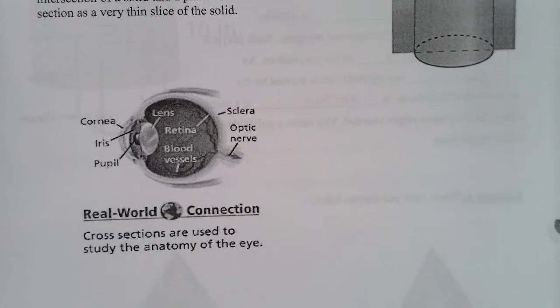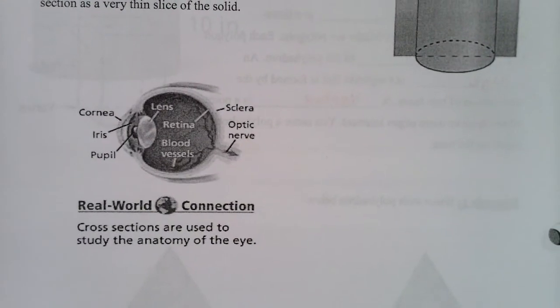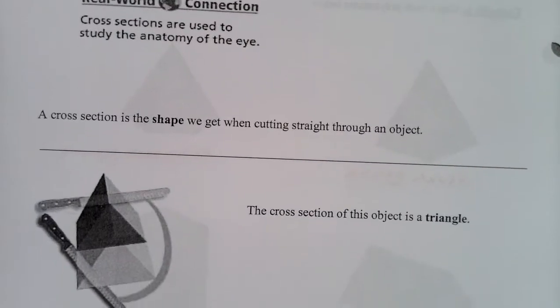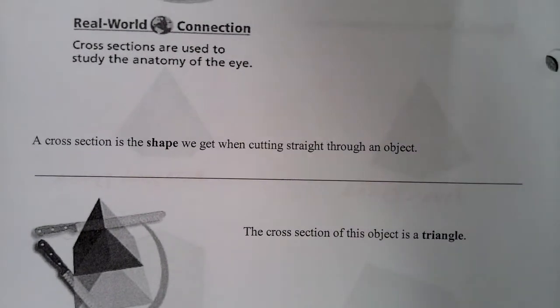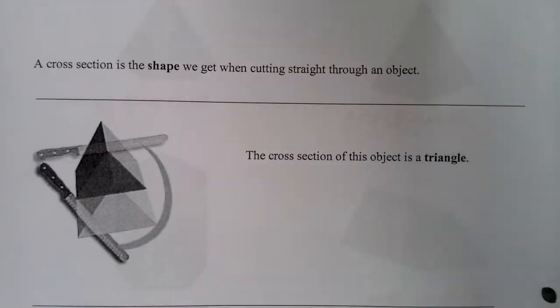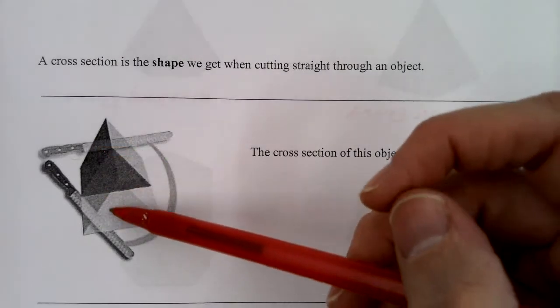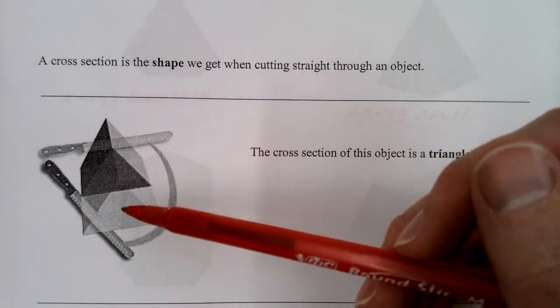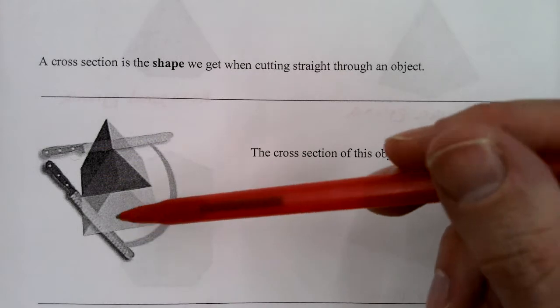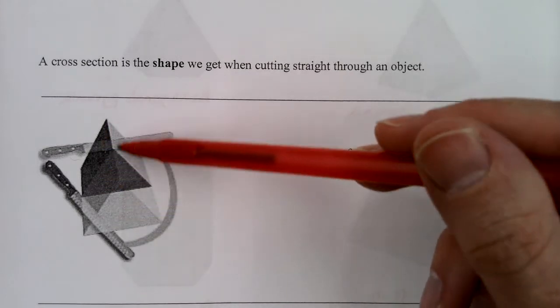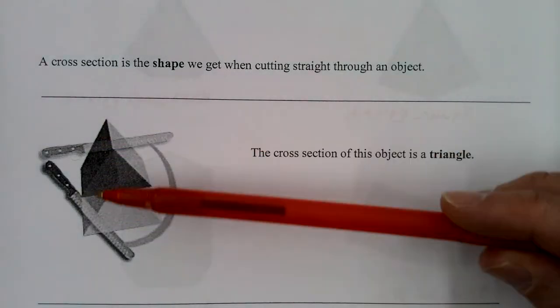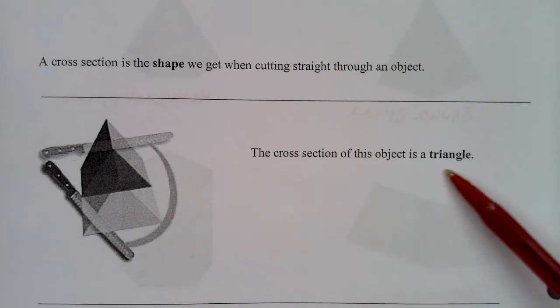Cross sections have many applications in the real world. They're used to study the anatomy of an eye. A cross section is the shape we get when we cut straight through an object. So for example, over here, I'm not sure how well you can see this on the screen, you have a triangular prism. When you cut it down the middle, the cross section is a triangle.